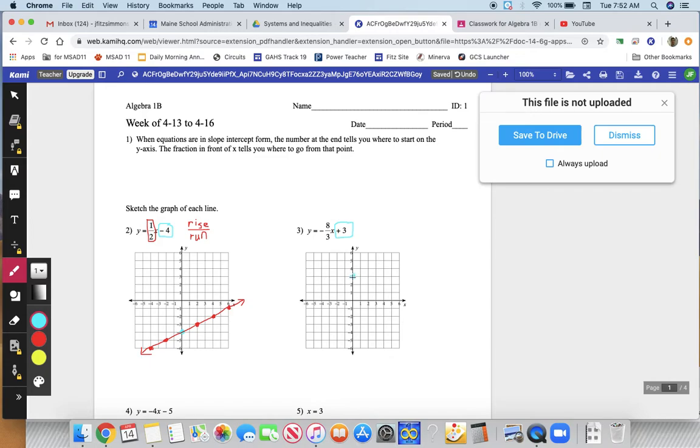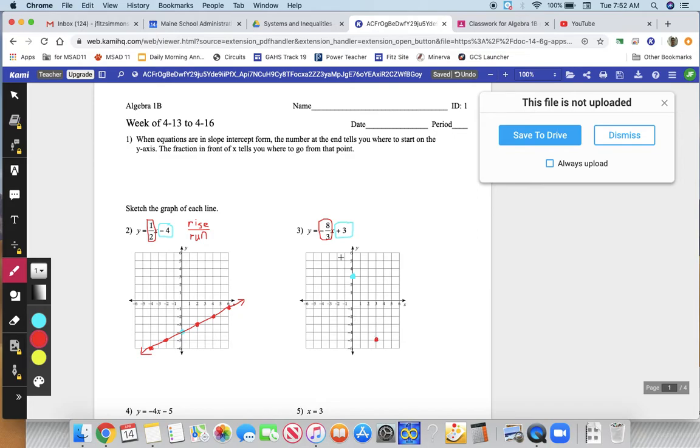And there we are. Now I can address that second number, that fraction. Again, it's rise over run, just as you see right over here. Same thing, rise over run, but it's a -8. So I'm going to go down 8 from that point. 1, 2, 3, 4, 5, 6, 7, 8. And then I'm going to go to the right 3. And there's my second point.